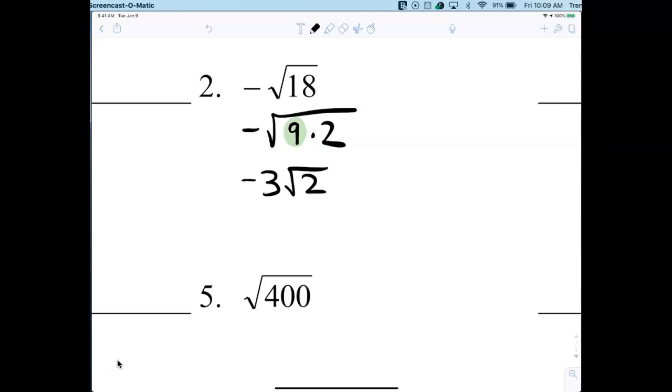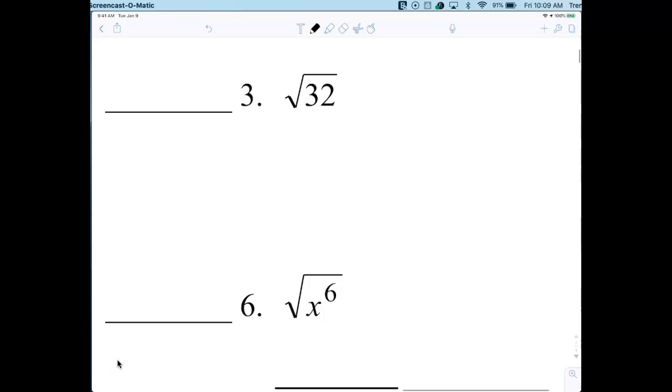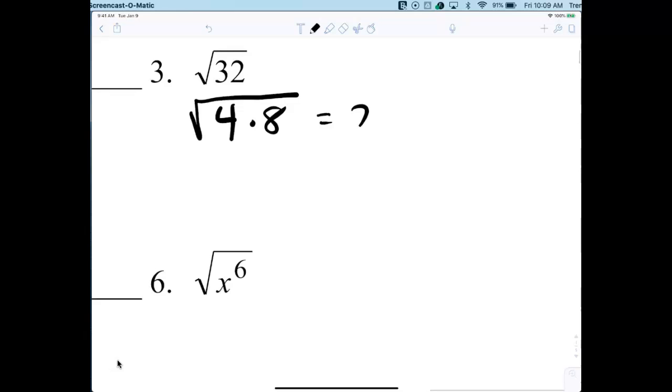Now I'm going to look over to number 3. What perfect square is in 32? 8 is not a perfect square. 4. So everybody do this: square root of 4 times 8. What's the square root of 4? 2. Most people think the answer is 2 radical 8, but most people are wrong. Is there a perfect square in 8? What perfect square is in 8? 2 is not a perfect square. 4. So now watch.